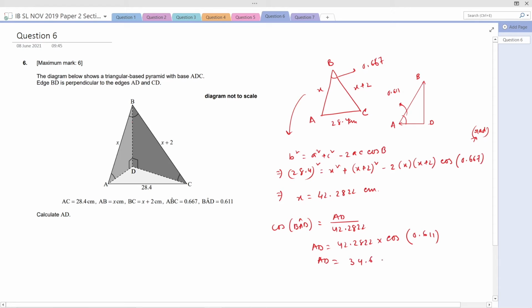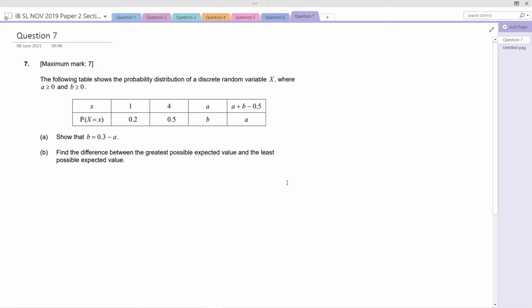Okay, now we will move towards question number 7. This question is also very easy. This is from the probability distribution. The following table shows the probability distribution of a discrete random variable x where a is greater than or equal to 0 and b is greater than or equal to 0. Okay, so now show that b equals 0.3 minus a.